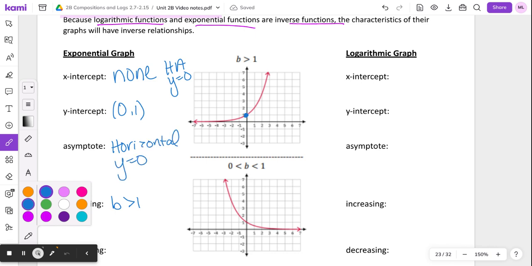If I look at how those are different on the log graph, if we switch x and y, this (0, 1) would go to (1, 0), so we would have an x-intercept. (1, 2) would go to (2, 1). It's going to look something like this, and it's going to come down here. For a log graph, we have a vertical asymptote at x equals 0. So that means there would be no y-intercept. So see how those switch with one another.